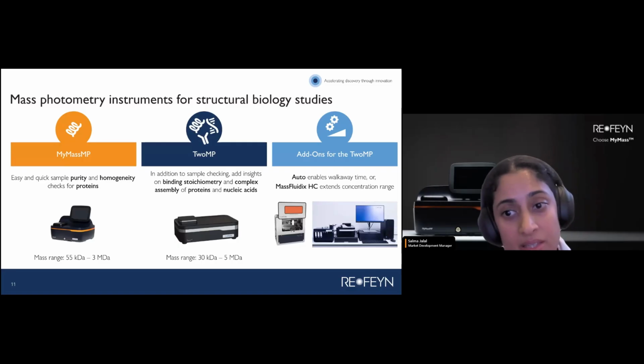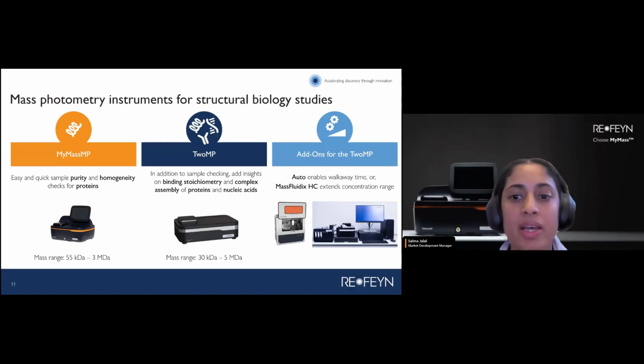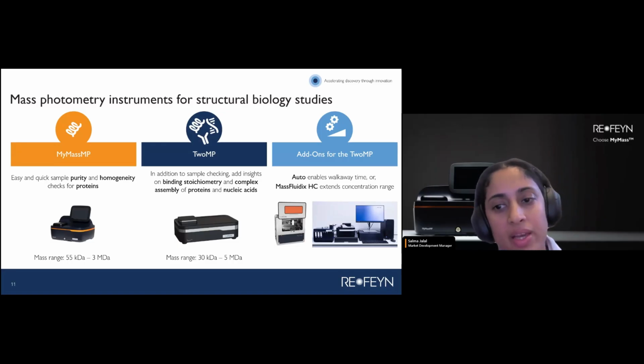So MyMass MP is the newest mass spectrometer available to support structural biology studies that enables rapid and easy protein sample checking. But this system fits into an existing portfolio of products that we offer for structural biologists.